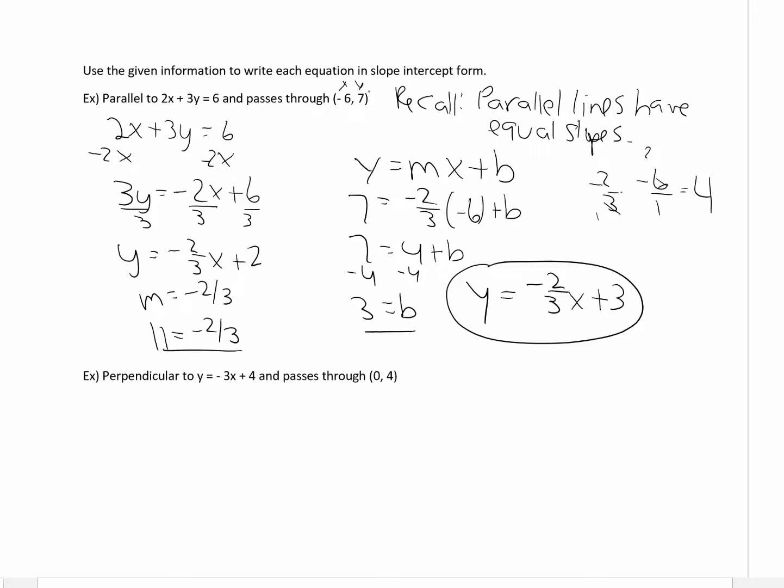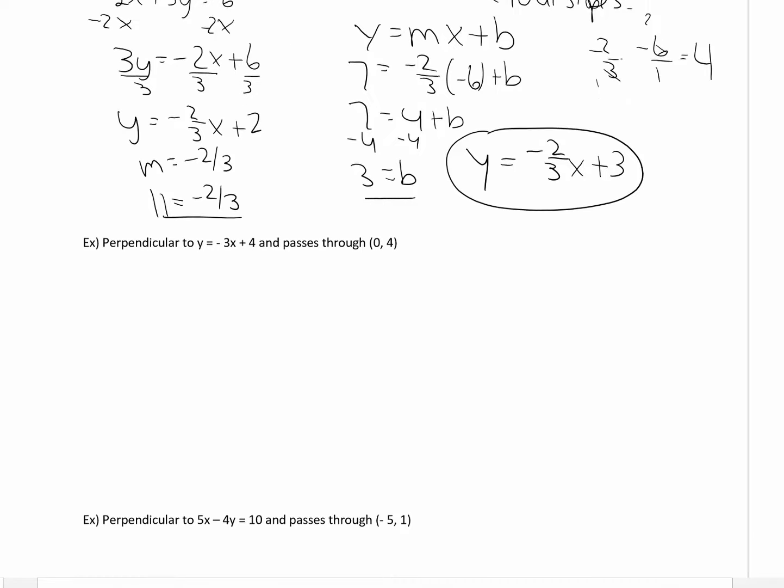And again, you want to check to make sure this ordered pair makes this equation true, and you want to make sure this slope is the same slope as the original equation given. Okay, let's go to the next example then.